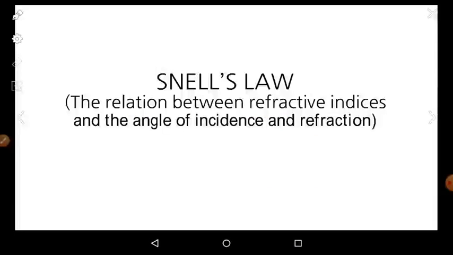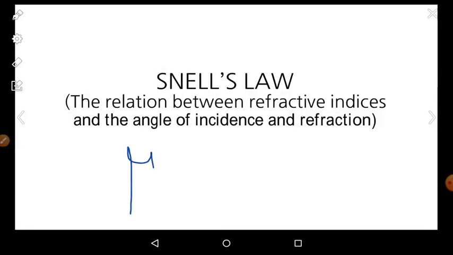In this lesson, I am going to explain a very important topic which is Snell's Law. This is also called Snell's Rule. And what is this Snell's Law about? This Snell's Law is about the refractive index of the given material, mu.